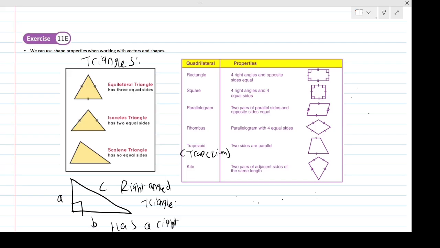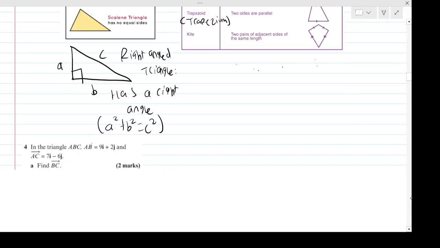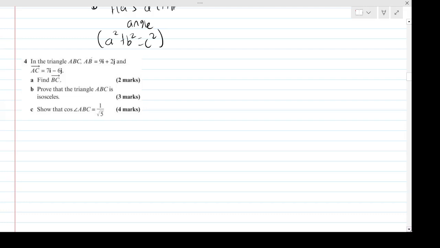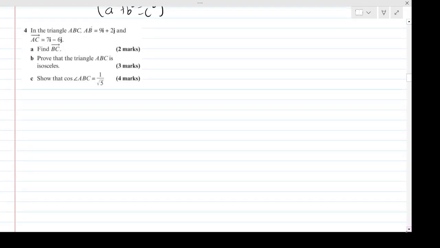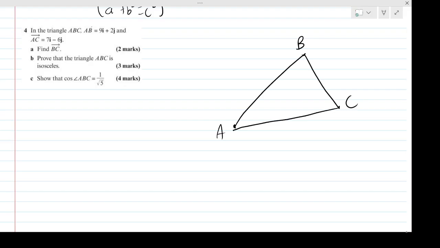So do familiarize yourself with these properties, and again you can consider the lengths of the shapes to consider what type of shape it is. So we're going to work with some examples with this in mind. We've got this example first. We're given in the triangle ABC, again, I'm going to do a rough sketch of a triangle, A, say B here, and then C. The vector AB is 9i and 2j, and A to C is 7i minus 6j.